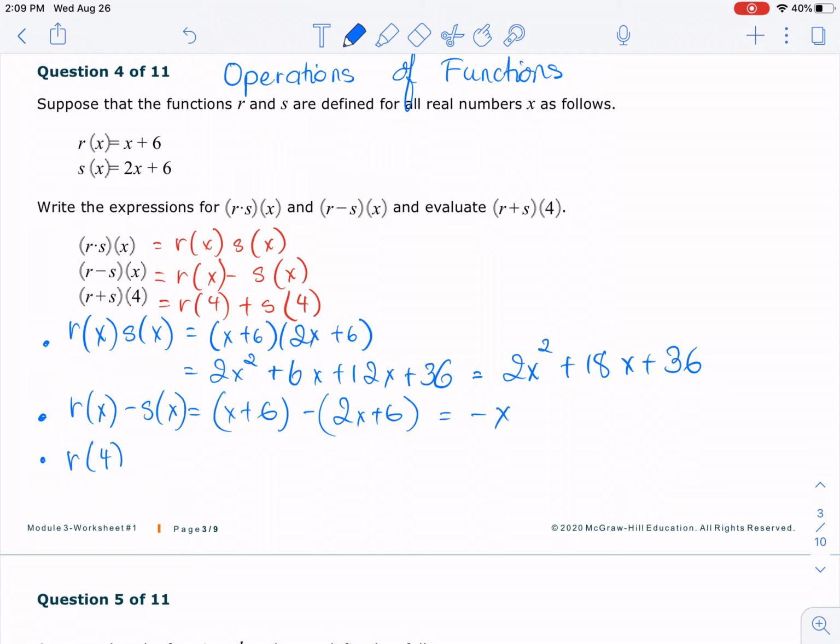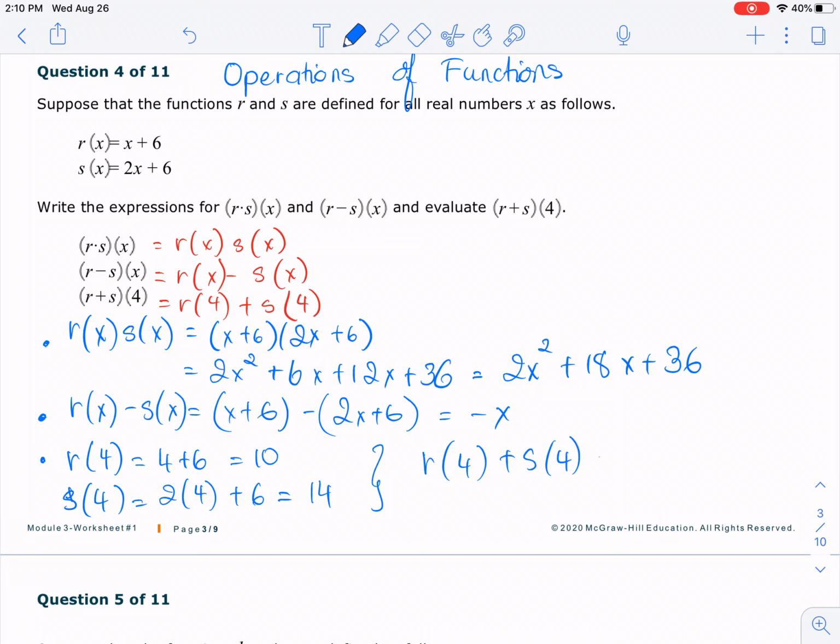r(4) is going to be 4 plus 6, which is 10. And s(4) is 2 times 4 plus 6. So you want to plug it in right here. For this one, you plug it in right here. So what I have for this one is 14. And when you add them up, r(4) plus s(4), you just add them up, which is 24.